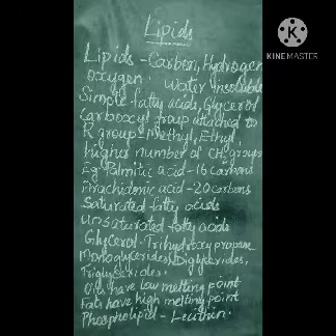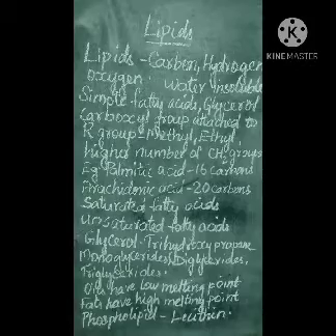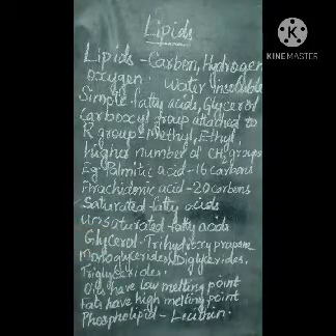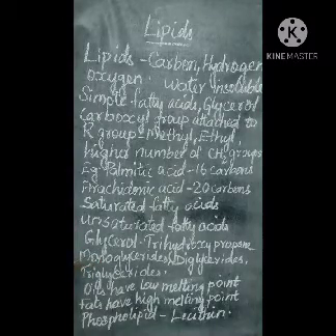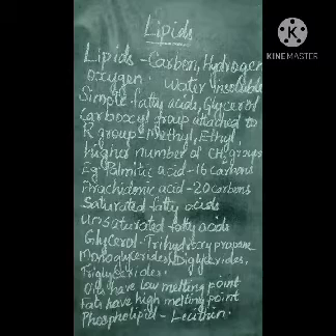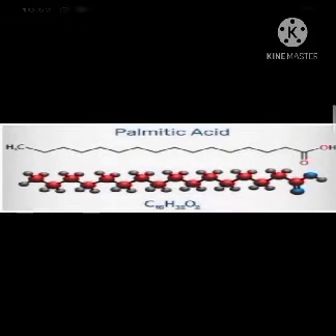For example, palmitic acid is having 16 carbon including the carboxyl carbon, and arachidonic acid is having 20 carbons including the carboxyl carbon. This is palmitic acid, it is having 16 carbon atoms. This is arachidonic acid with 20 carbon atoms.